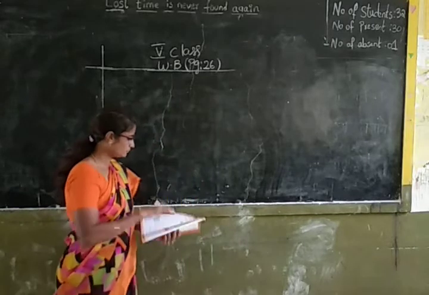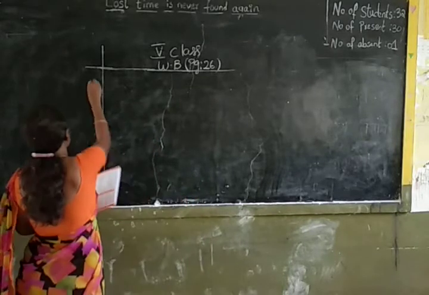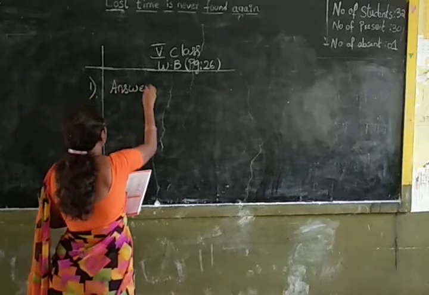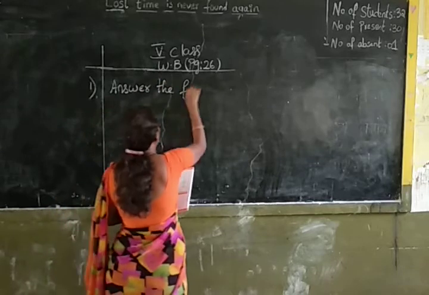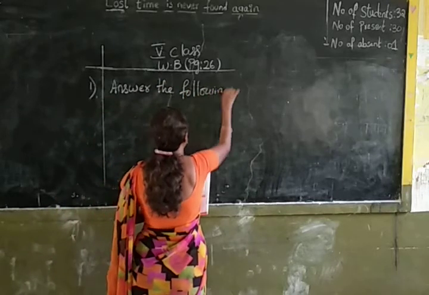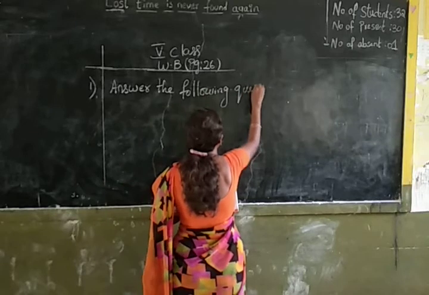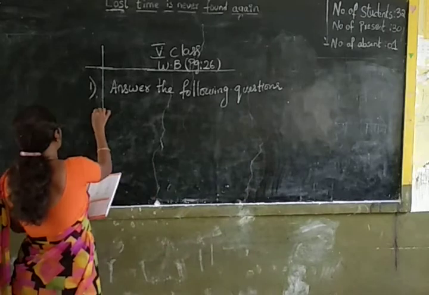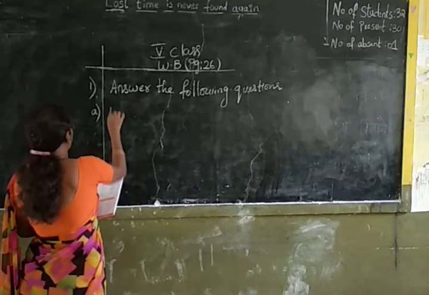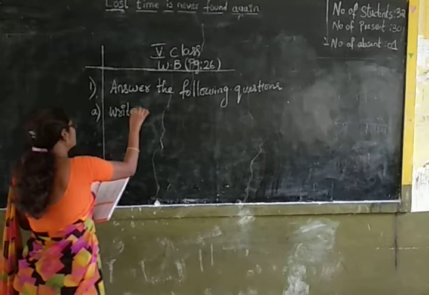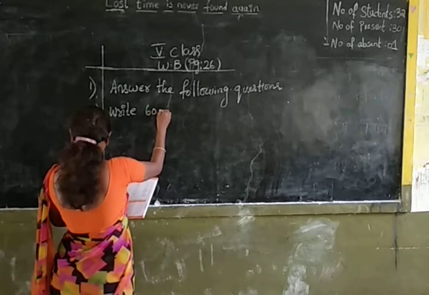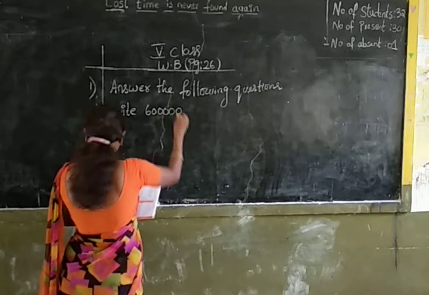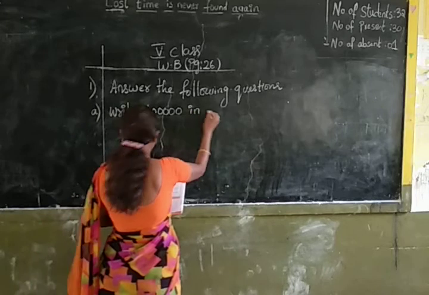Okay children. So the first question is: answer the following questions. A question: write in Indian place value system.